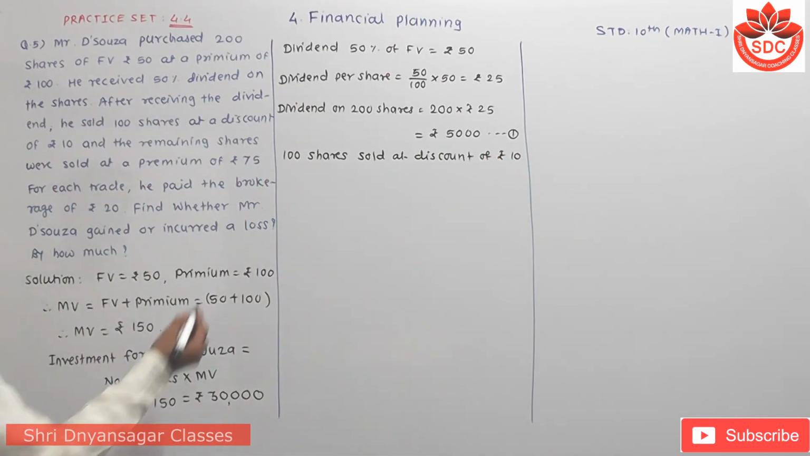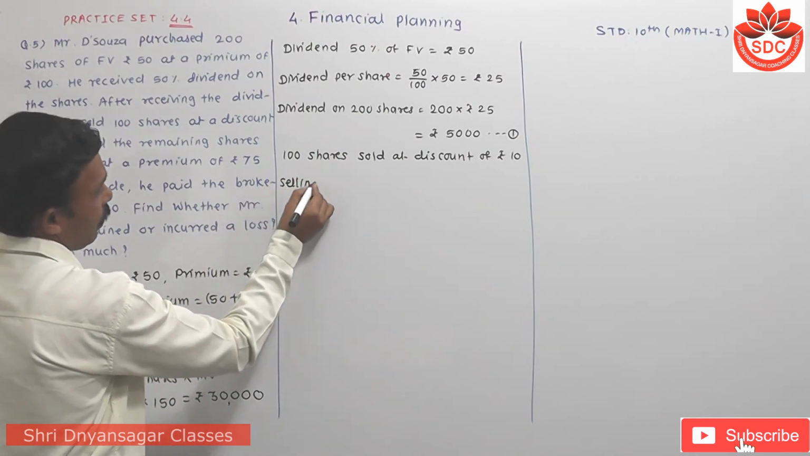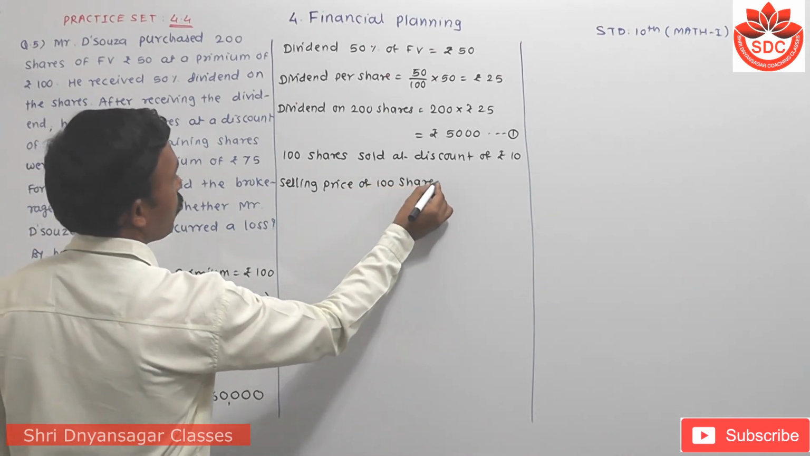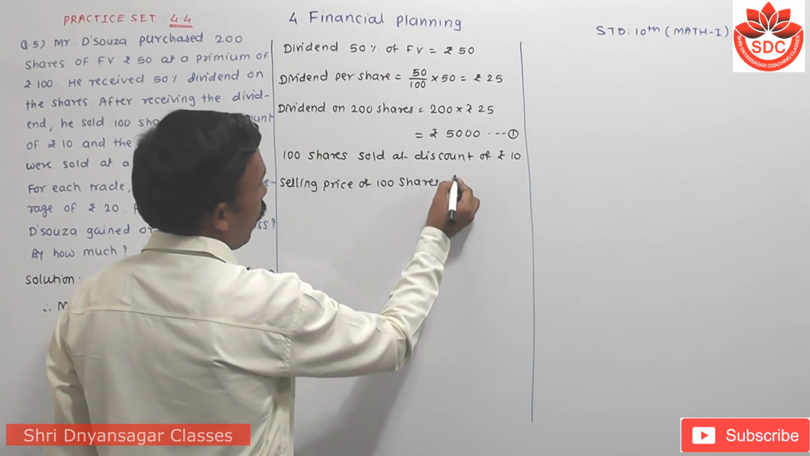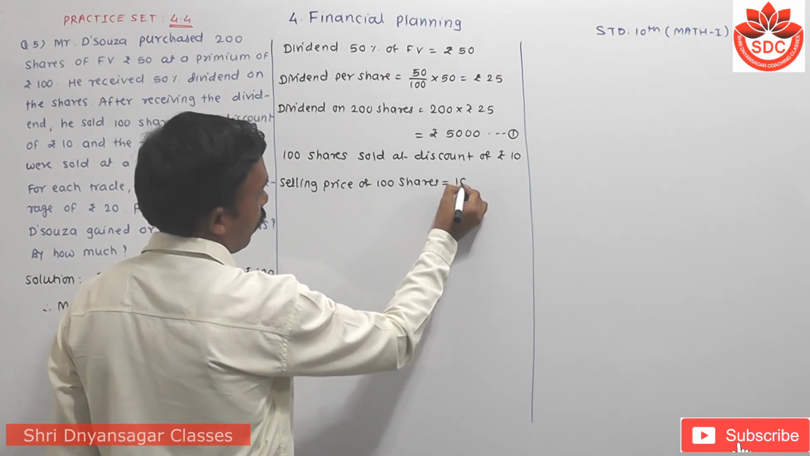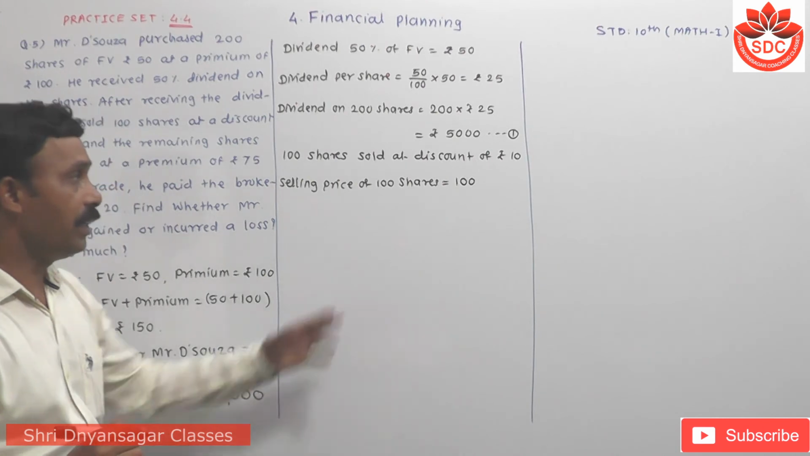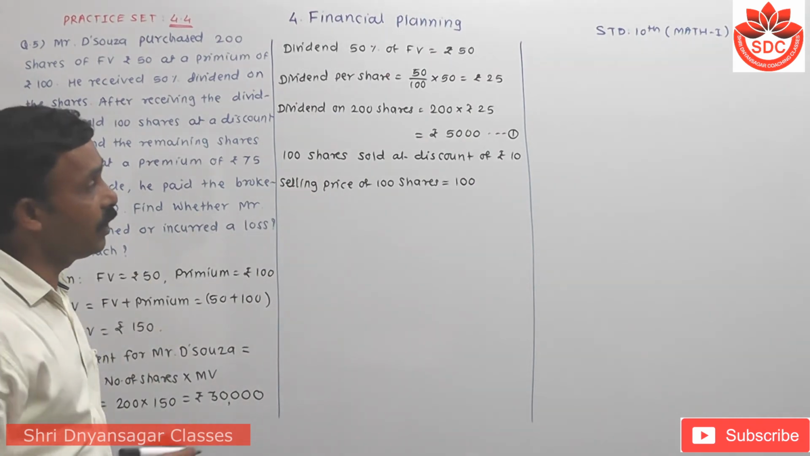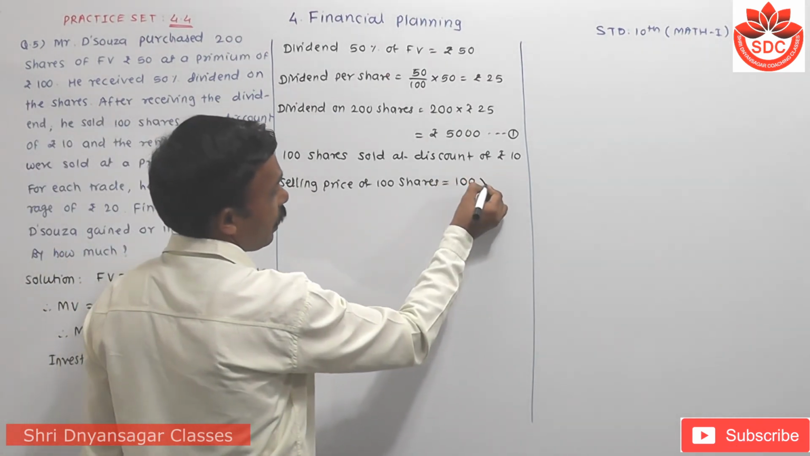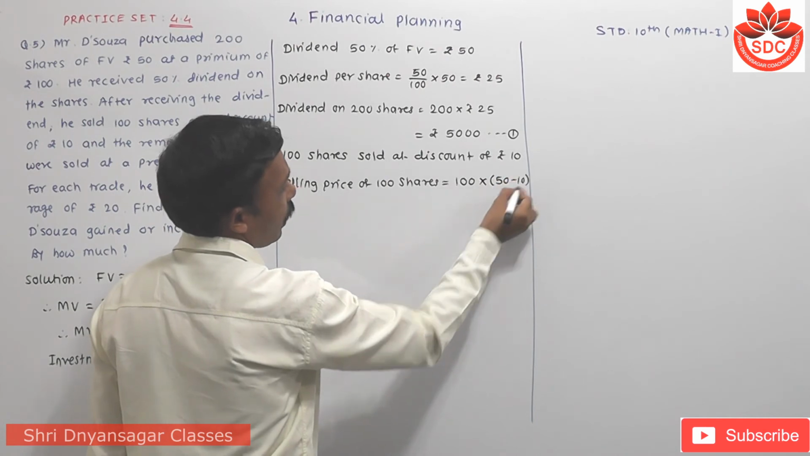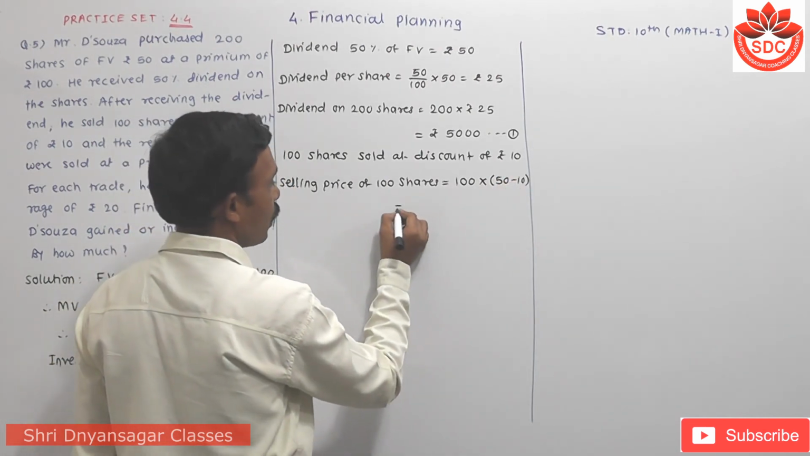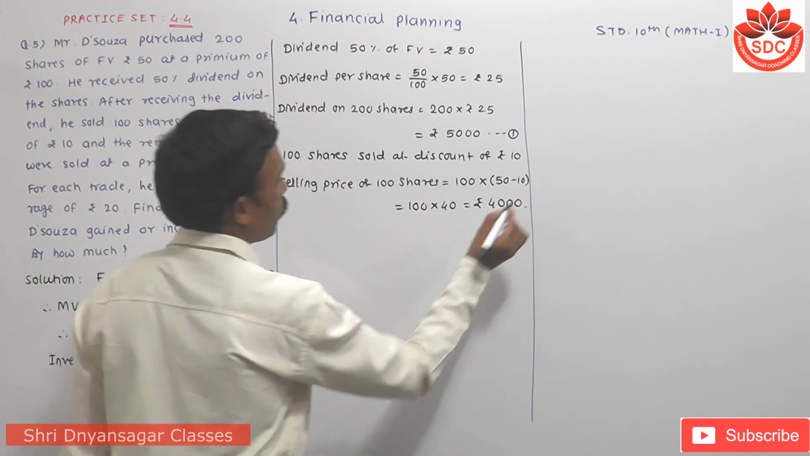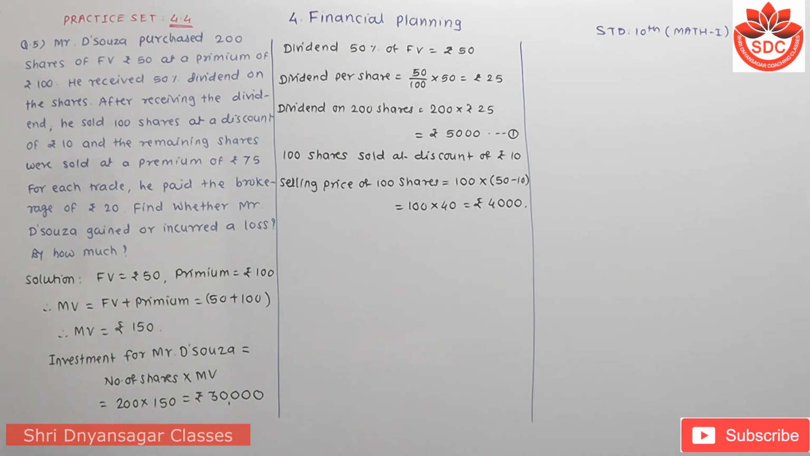Therefore, the selling price of 100 shares is equal to here. Look here, the total number of shares is 100 and the discount is rupees 10. The value is 50, so 100 into 50 minus 10, the discount is 10. Means 100 into how much? 40, which is equal to rupees how much? 4,000 is the selling price of 100 shares.